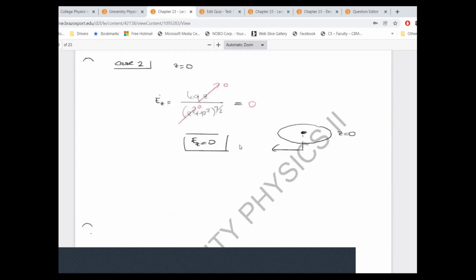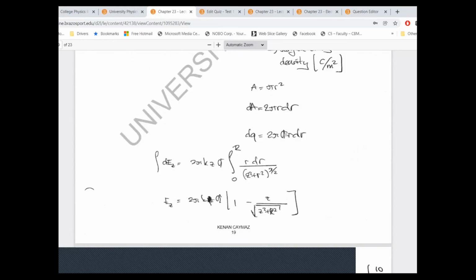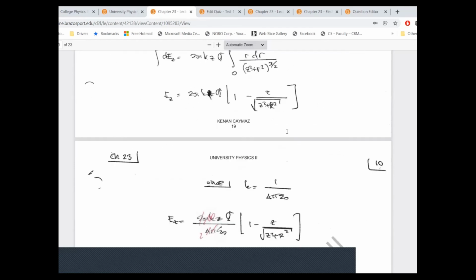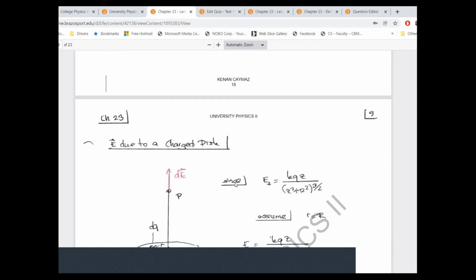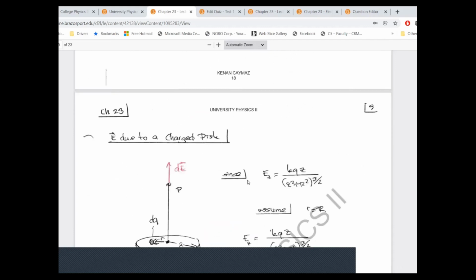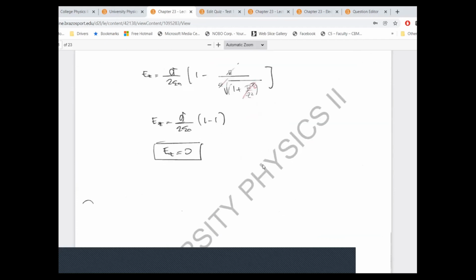I think this derivation is from Halliday and Resnick originally, which is the same as the electric derivation. Electric field due to a charge disk. This is from Halliday and Resnick. Mine is better, so I would definitely use the lecture over this. I don't like the way Halliday and Resnick ended up doing it. They extended the charge ring into a charge disk. Transitions got awful, so I like my approach better than this one.